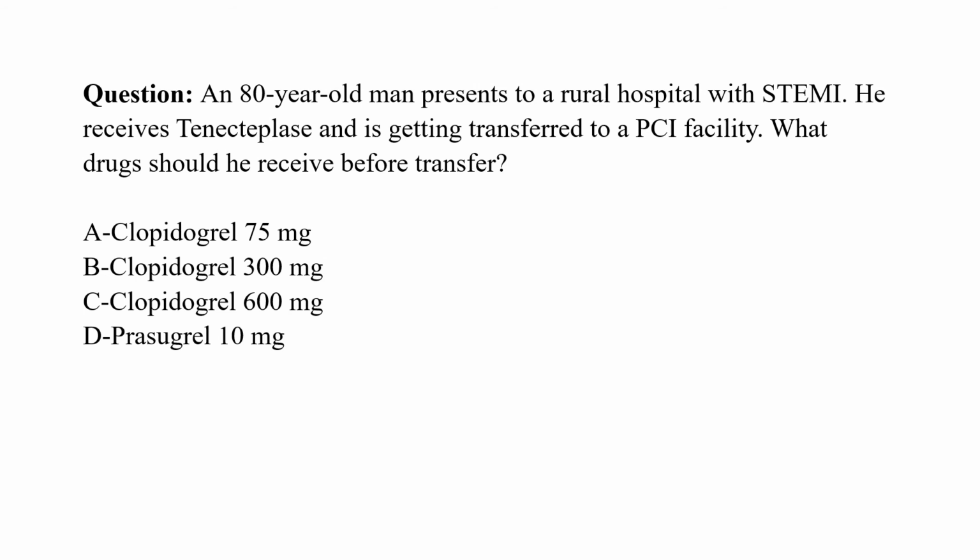Next question. An 80-year-old man presents to a rural hospital with STEMI. He receives tenecteplase and is getting transferred to a PCI facility. What drug should he receive before transfer? A, clopidogrel 75 mg, B, clopidogrel 300 mg, C, clopidogrel 600 mg, or D, prasugrel 10 mg.